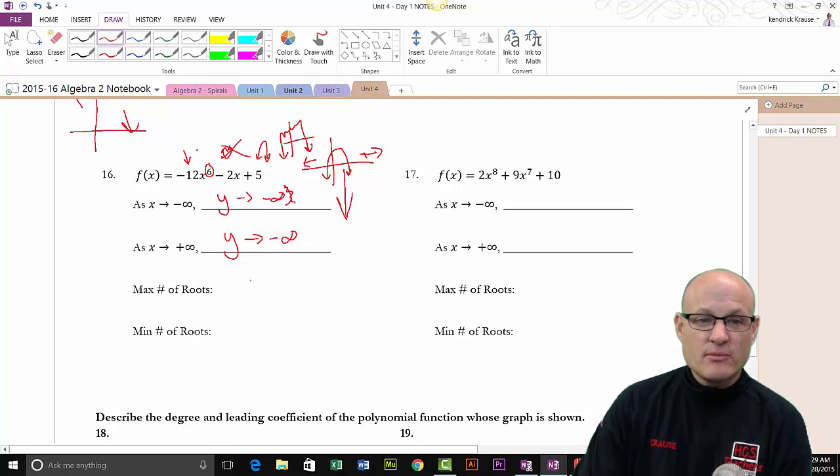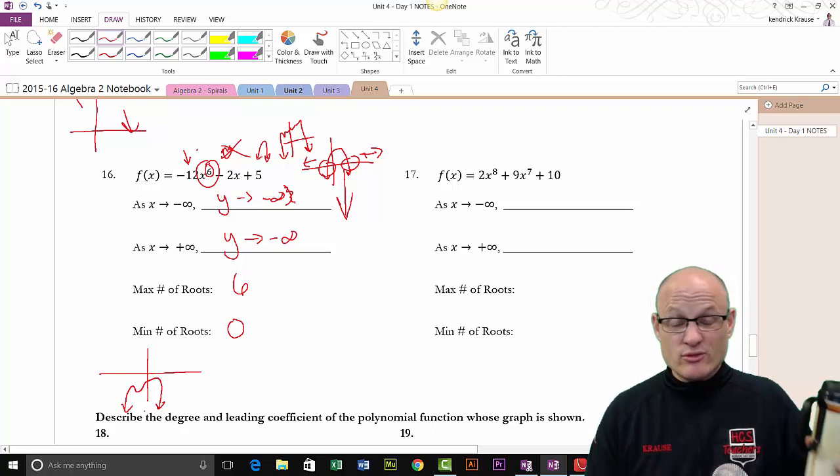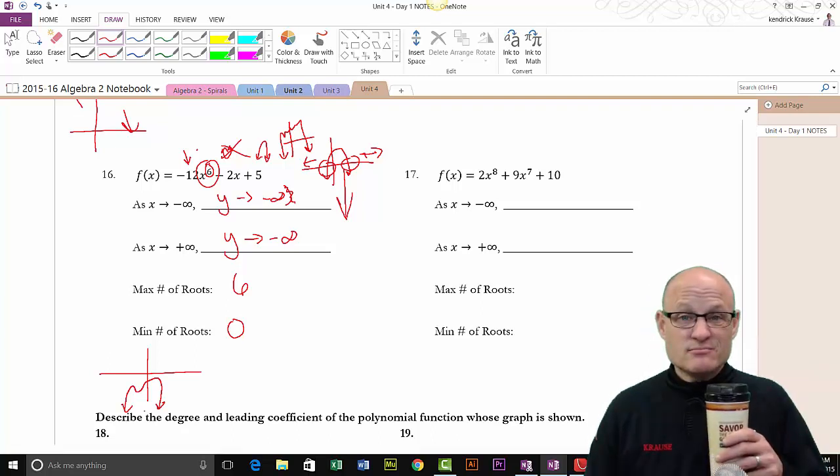What's the maximum number of roots? 6 times, the maximum number of times. Now the minimum could be 0. You're thinking, oh, the minimum has to be 2, because at minimum it's going to hit it twice. But don't forget, I could have a sketch that looks like this. It's coming down, and it could have a few wiggles in there, and it could just go down like that. So it could have 0 real roots and lots of imaginary roots.